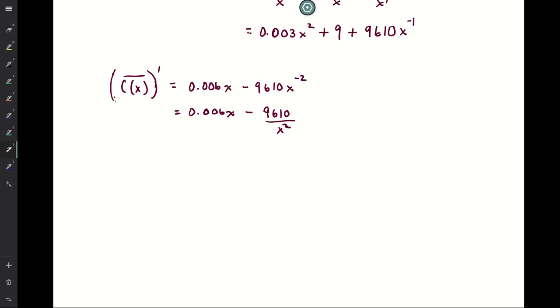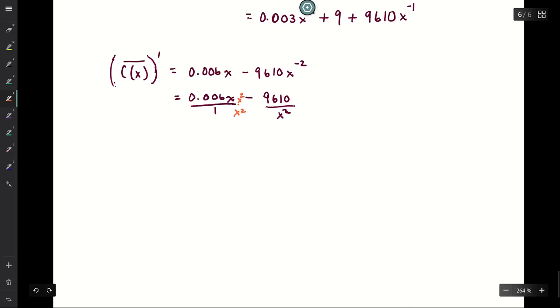At this point, we have a combination of those two. We have a piece at the front that's polynomial, 0.006x, and we also have that rational. So this needs to be combined together in one piece. Let's put this over 1, and then we're going to do a common denominator. Common denominator would be x squared, so we would need to multiply the top and bottom of this function by an x squared to get that common denominator.